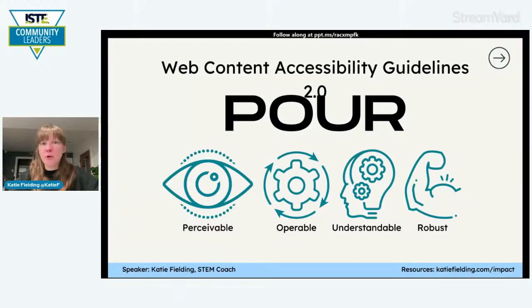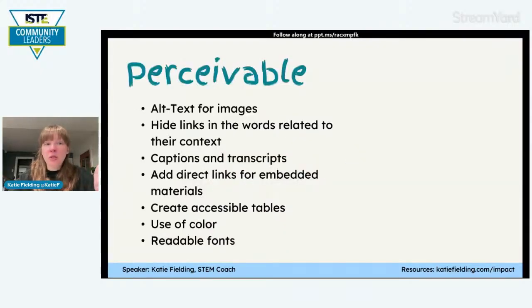operable, and understandable. And so the perceivable, when you add images onto a document, add that alternative text, that is going to describe for a user who is using a screen reader what that image is that they cannot see with their visual abilities. You also need to hide links in words related to their context.